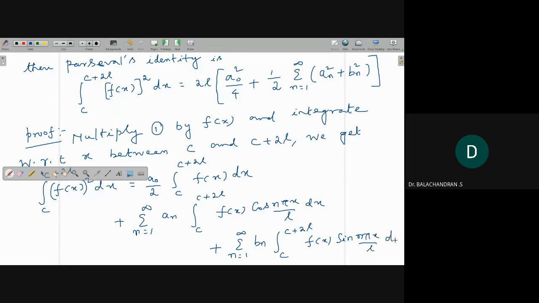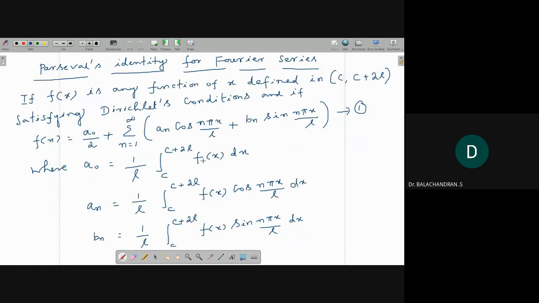Into dx. Once you've done this step, everything remaining is just a substitution. Here, first I multiply by f of x and then integrate with respect to x from c to c plus 2l. So what is the integration from c to c plus 2l of f of x dx? It is nothing but a naught into L. Is it correct? Yes, sir.